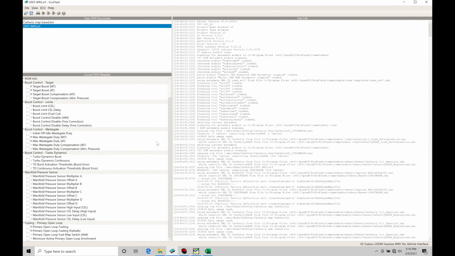So closed loop is used for idle, part throttle, and cruise conditions. Once we get into full throttle, we'll transition from closed loop into open loop, and in that situation, we don't look at the oxygen sensor. Very basic, very simple, but we need to understand these key differences. So now that we've talked about that, let's talk about how this is going to work within the Subaru ECU.